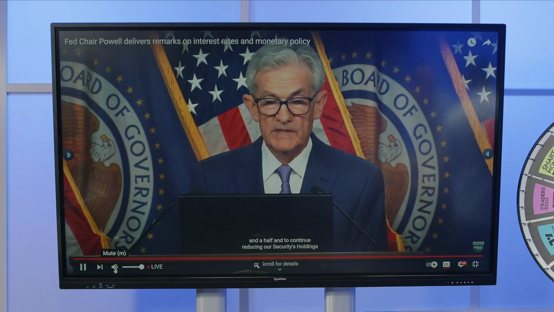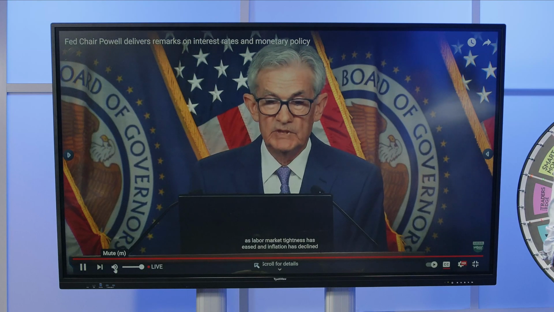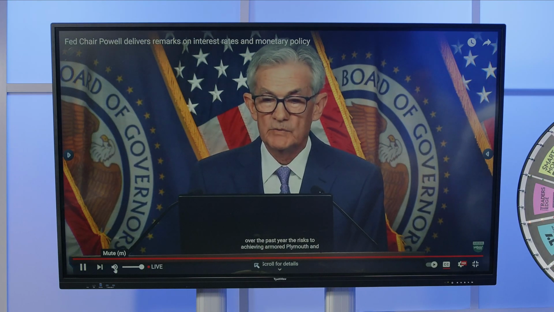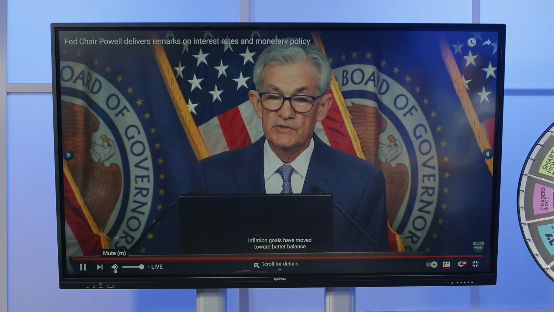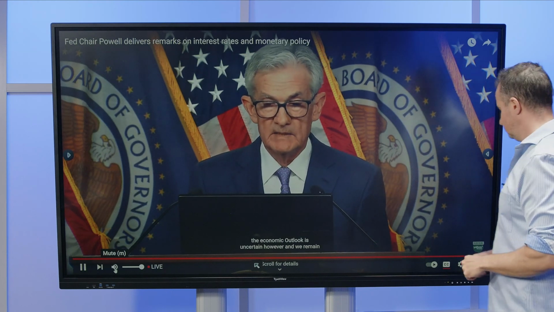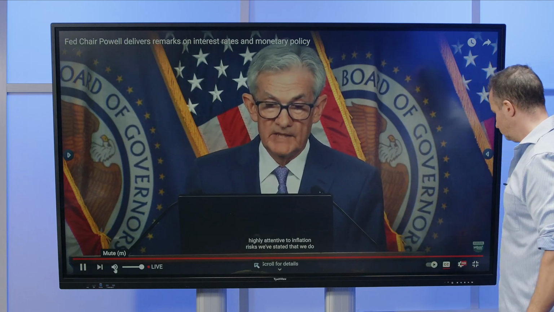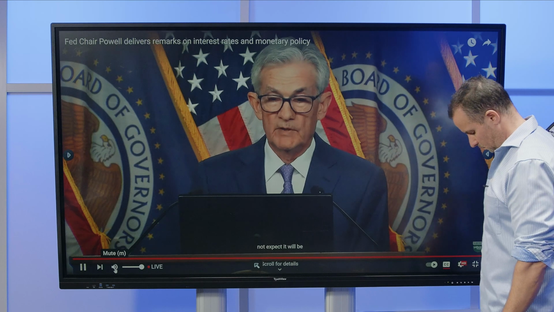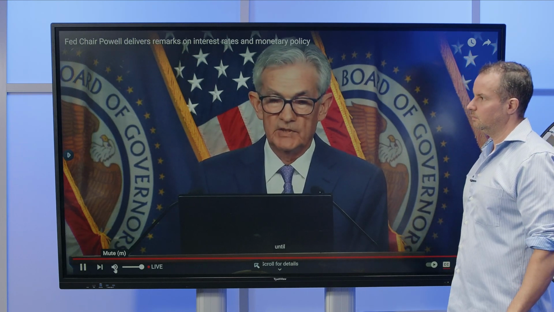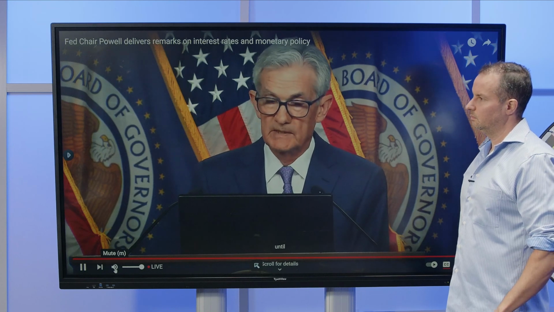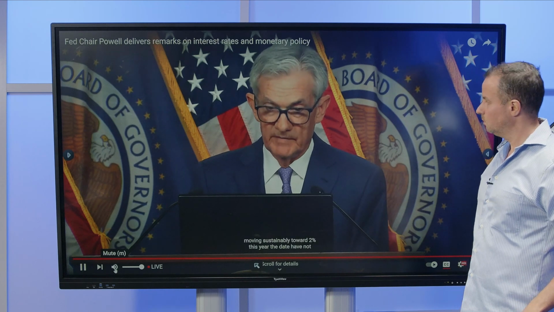As labor market tightness has eased and inflation has declined over the past year, the risks to achieving our employment and inflation goals have moved toward better balance. The economic outlook is uncertain, however, and we remain highly attentive to inflation risks. We've stated that we do not expect it will be appropriate to reduce the target range for the federal funds rate until we have gained greater confidence that inflation is moving sustainably toward 2%. So far this year, the data have not given us that greater confidence.